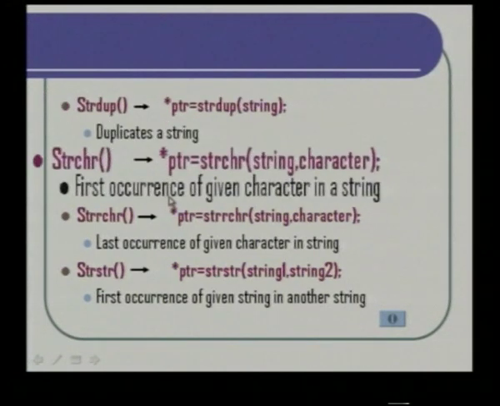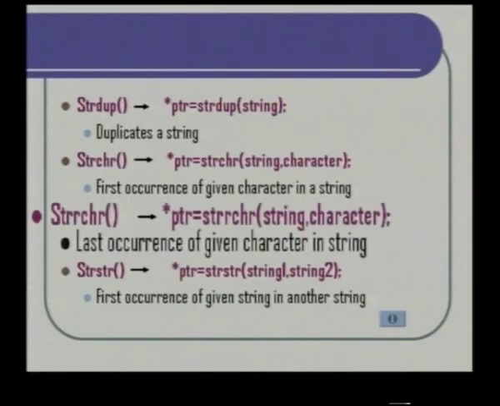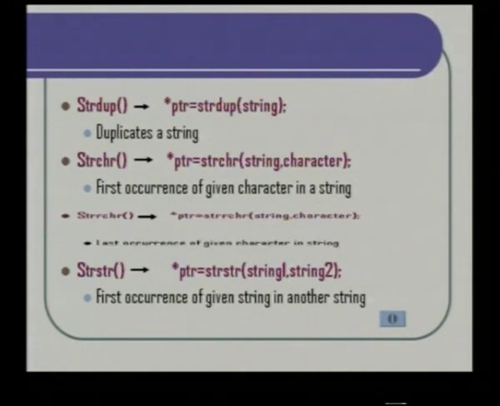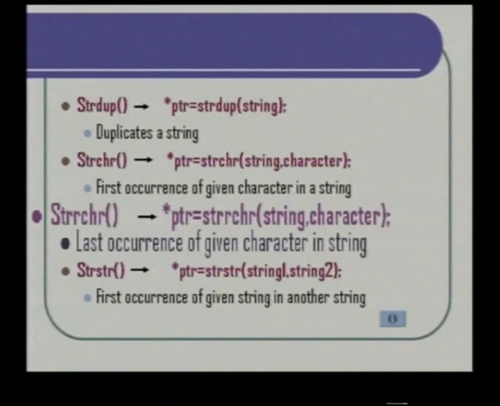Next you have strchr, that is if you want to search whether a given character occurs in a string. In that case you use this function. So, the first occurrence of that character will be returned by this function, if the character is present or not. And strrchr works in reverse, that is it finds the last occurrence of the character. The first, strchr, will search the string from the beginning, strrchr will search the string from the reverse side, that is from behind.